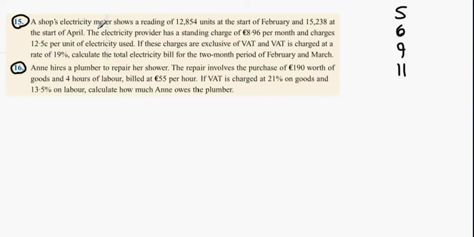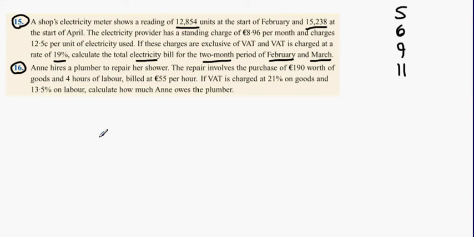The shop's electricity meter shows a reading of 12,854 units at the start of February and 15,238 at the start of April. The electricity provider has provided a standing charge of €8.96 per month and charges 12.5 cents per unit of electricity used. These charges are exclusive of VAT, and VAT is charged at a rate of 19%. Calculate the total electricity bill for the 2-month period between February and March.